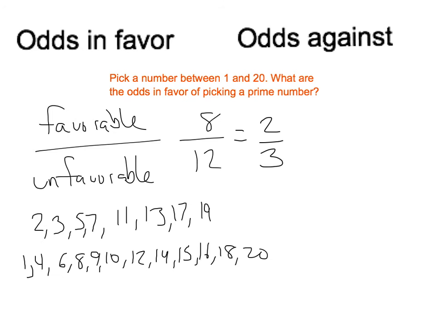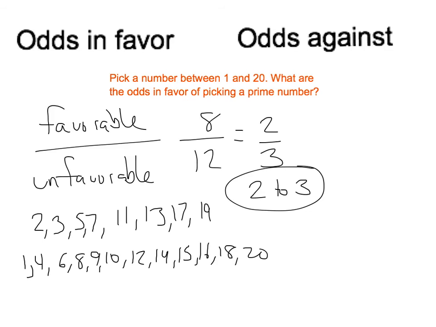Now, when it comes to odds, we read it not something over something, but something to something. Okay, so instead of 2 over 3, we'd say the odds in favor of picking a number between 1 and 20 and it being prime are 2 to 3. So if you want to pick a prime number between 1 and 20, you would look at this set of odds and say, okay, well, which number is greater? Well, 3. So it's more likely you'll pick something that's unfavorable or not prime than you will pick something that is prime.